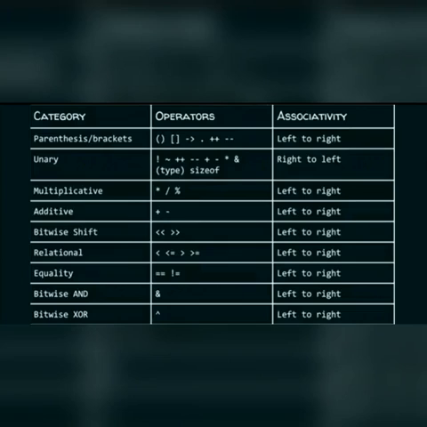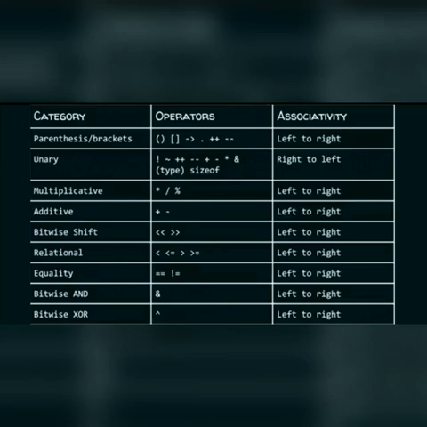Next we can see unary operators, which contain bitwise negation, logical not, prefix increment or decrement, unary plus, unary minus, address, typecasting and so on, and all their associativity is right to left. Followed by that we have multiplicative, which contains multiplication, division, modulus, whose associativity is left to right. And then additive, which contains binary addition and binary subtraction operators. Their associativity is also from left to right.